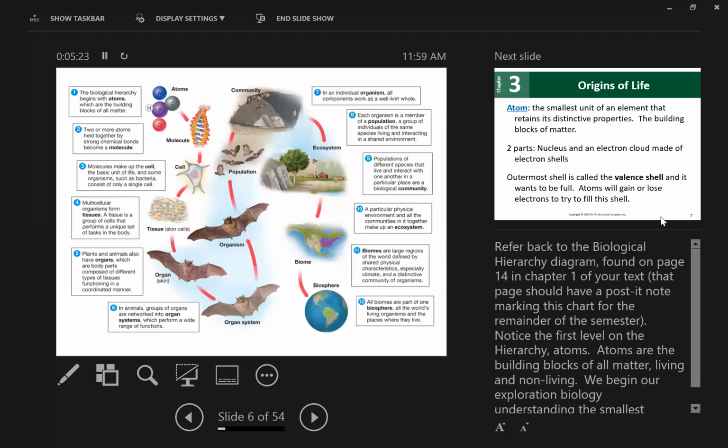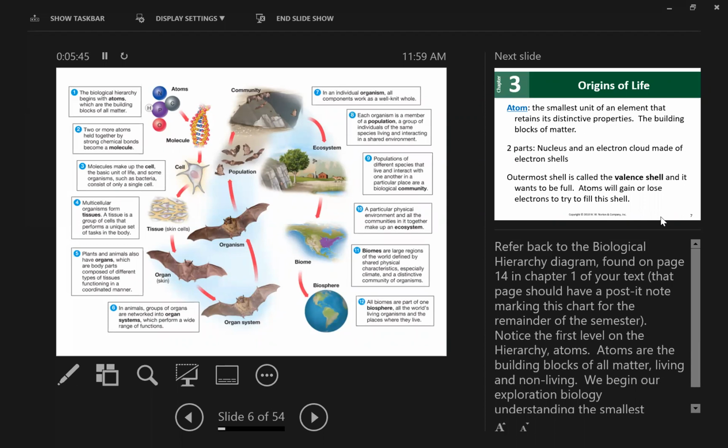Okay, I'd like to take a moment to refer back to our biological hierarchy diagram, which can be found on page 14 in chapter 1 of your textbook. If you've not done so already, please make sure that you've put a Post-it note on this page, because we'll be referring back to it for the remainder of the semester.